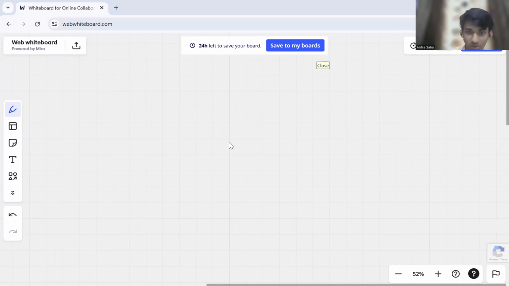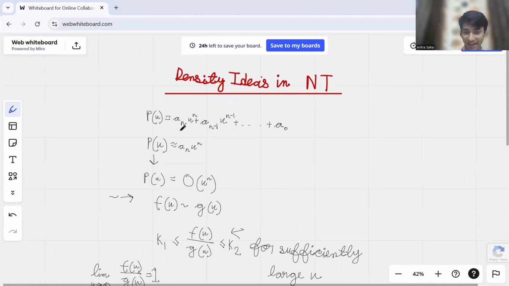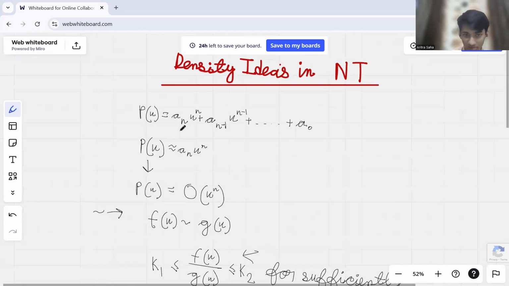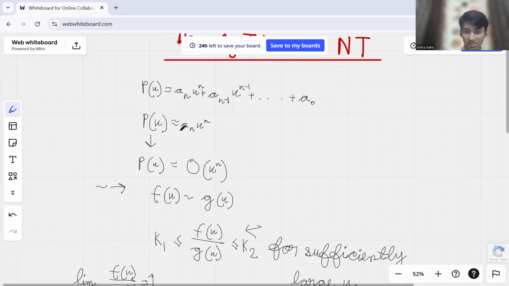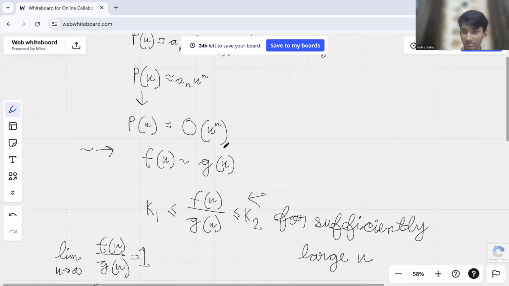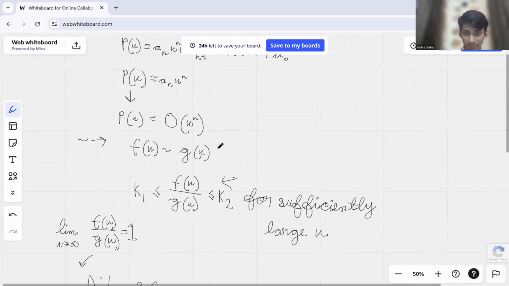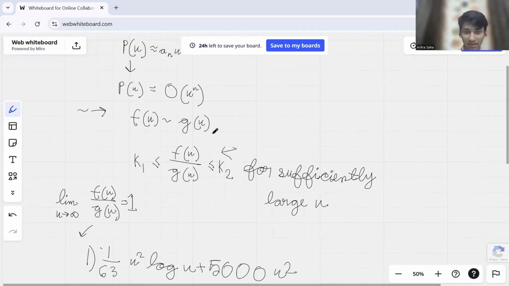Could you just show what we did? Sure. So we just understood what the density idea means. I took a polynomial function and said it is O of x to the power n because at infinity, the growth rate is the same. Now, I defined this function in two ways. One is that it is bounded by k1, k2.